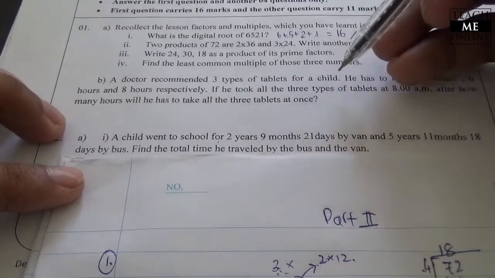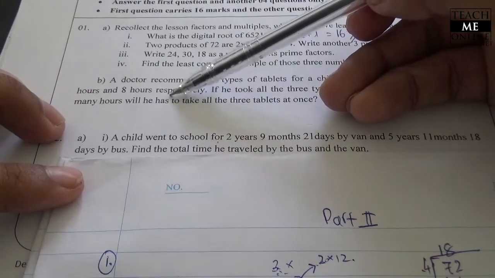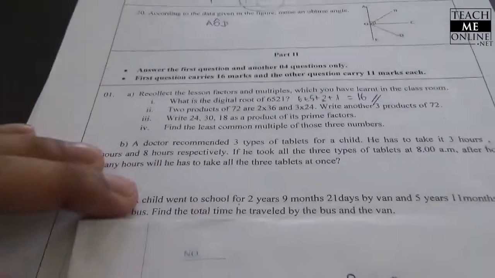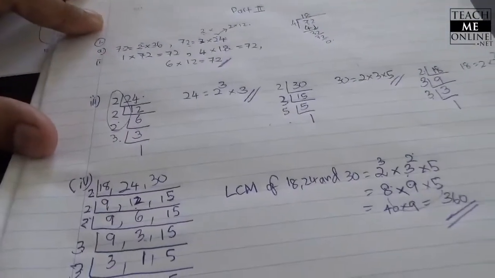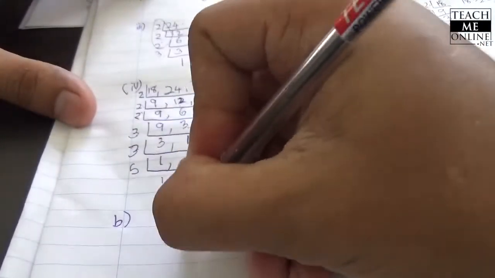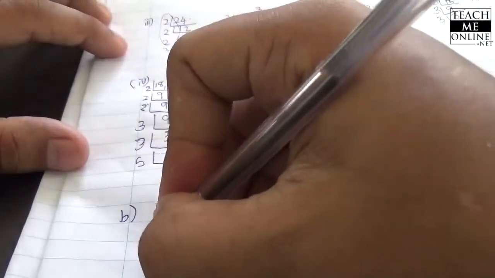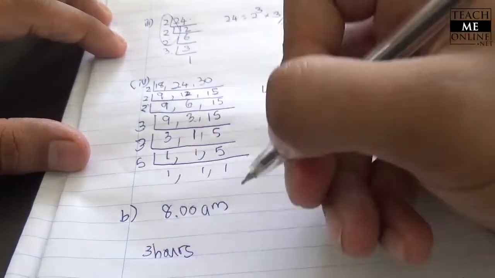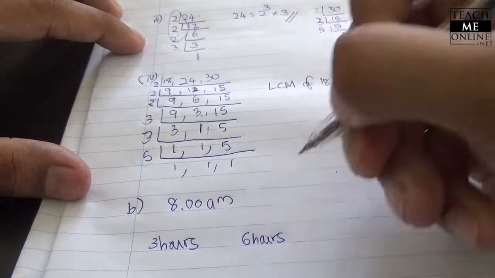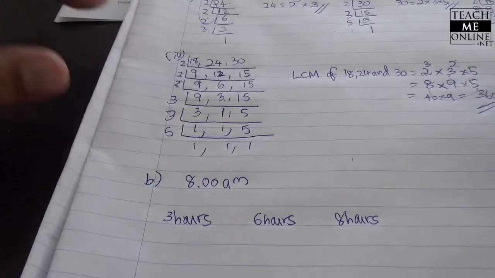If he took all 3 types of tablets at 8 a.m., after how many hours will he take all 3 tablets at once? So, he takes all 3 at 8 a.m. One he takes every 3 hours, one after 6 hours, and another one after 8 hours.